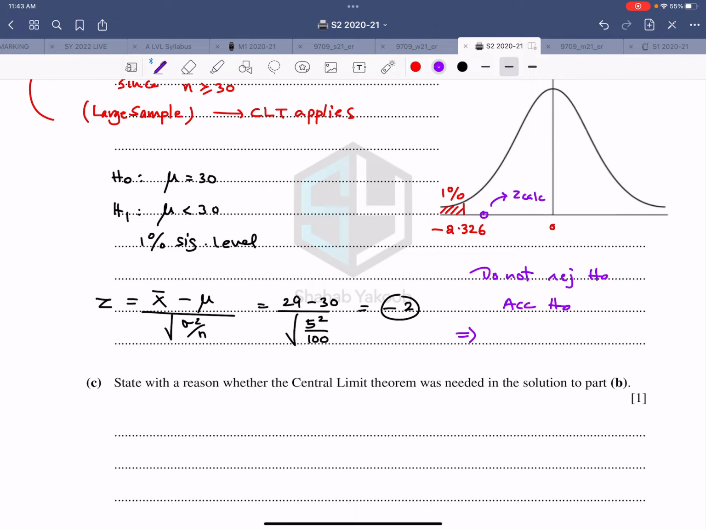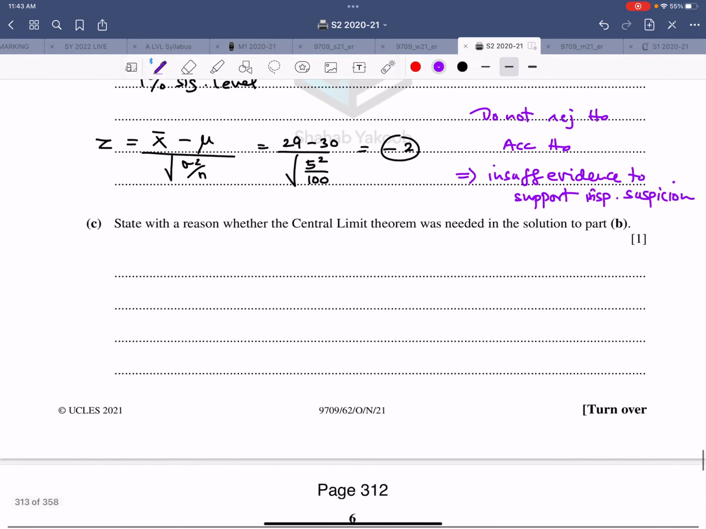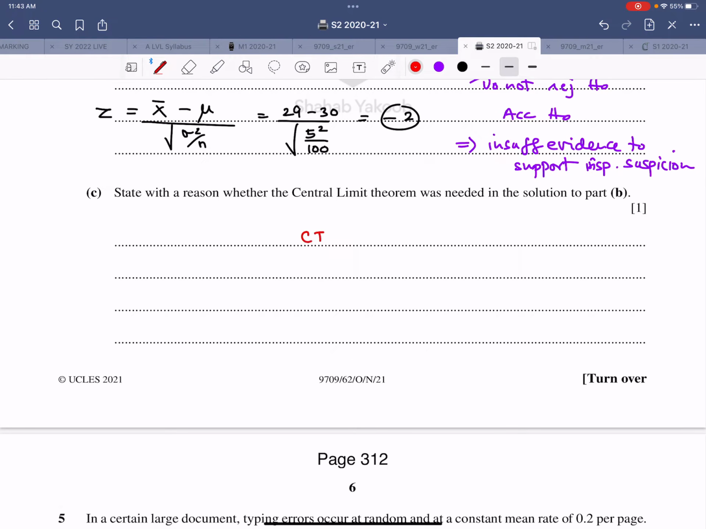In the right terminology, we have insufficient evidence to support or endorse the inspector's claim, the inspector's suspicion. So we cannot endorse it because we have insufficient evidence. State it with the reason already stated. Yes, CLT is a must. It is necessary because the distribution was not normally distributed; because of the large sample, we made it normal.